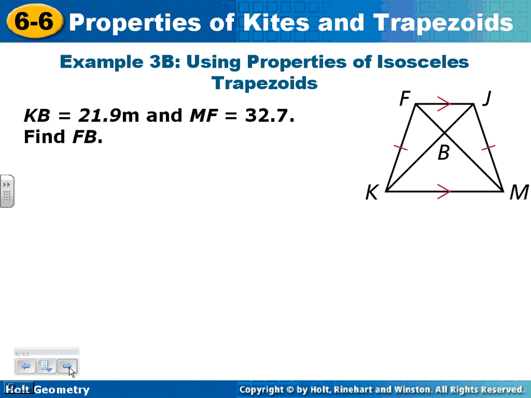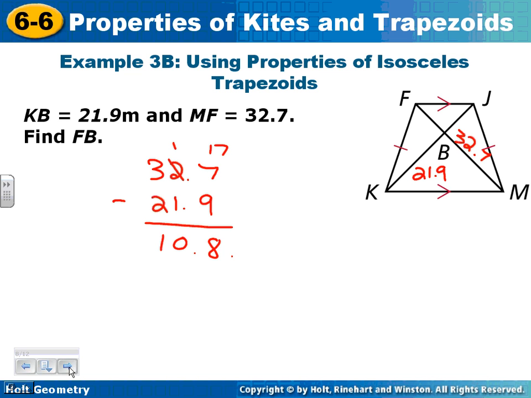KB is 21.9. Let's go mark that. From K to B is 21.9. And M to F, that's the whole one, is 32.7. Find FB. That would just be 32.7 minus 21.9. You would subtract that and get what? I got to borrow. So 17 minus 8 is 9, so 10.8.